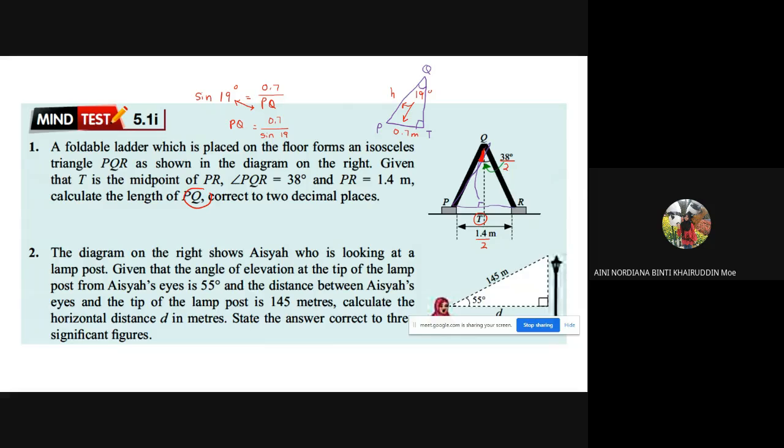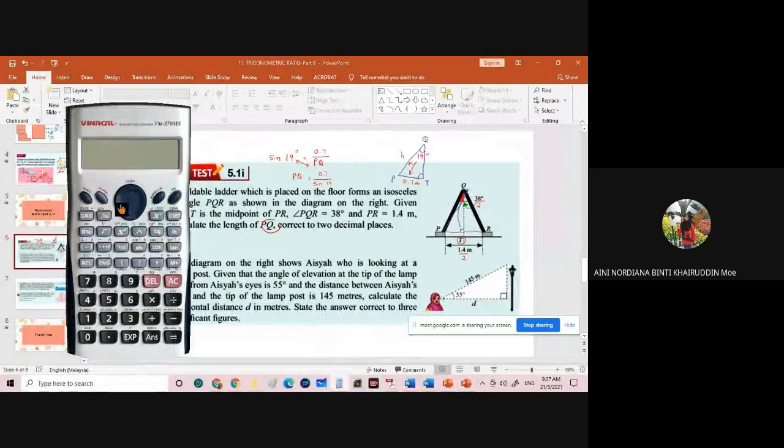So now you can use your calculator. 0.7 divided by sine 19. 2.15. Yeah, correct. 2.15. The question asks you to give the answer correct to 2 decimal places. So the answer is 2.15. Okay, I hope you understand.